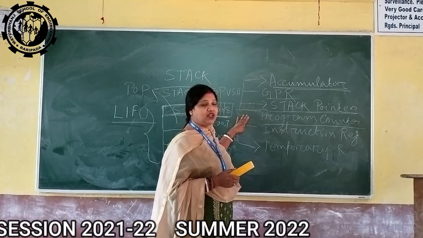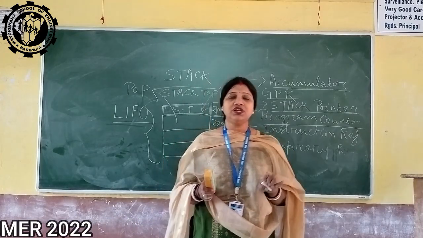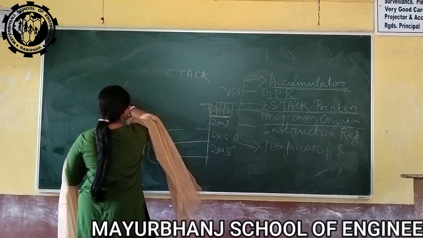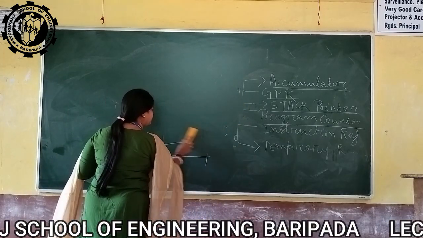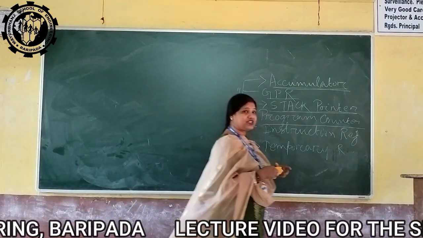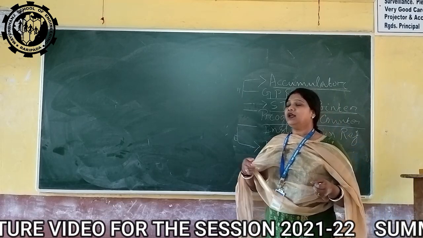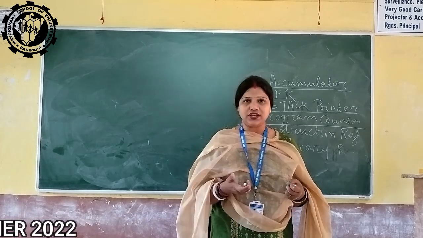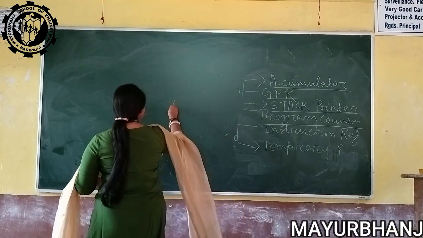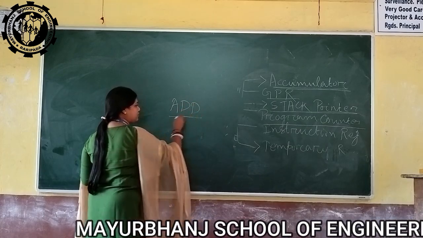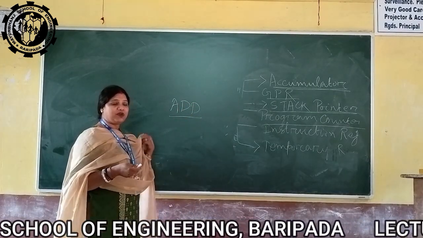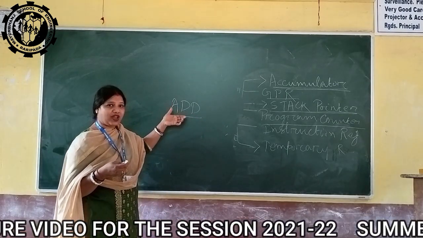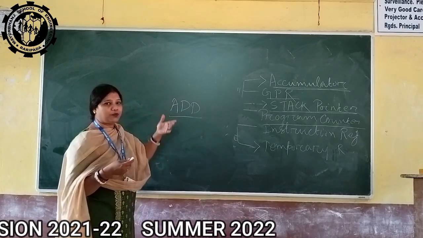And the program counter is also a 16-bit special purpose register. Whenever we discuss the program counter, it stores the address of the next instruction to be executed. Take an example: if we have to perform an addition and we have searched for the add instruction in the memory location where the 80 basic instructions are stored, the address of the add instruction is automatically stored in the program counter.